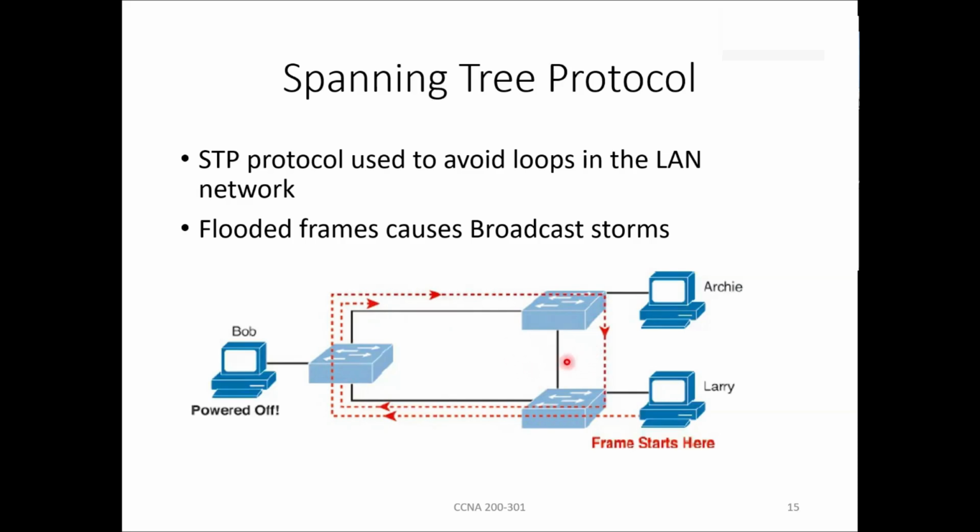But once one link is blocked, what will happen? The frame will go to this Bob switch, and from the Bob switch, it will forward that one to the Archie switch. After that, the frame will drop in here. The frame will never return. So in this way, Spanning Tree Protocol can avoid loops in our network. And this only happens when you have multiple links or redundant links. During that time, Spanning Tree Protocol will stop the loop.